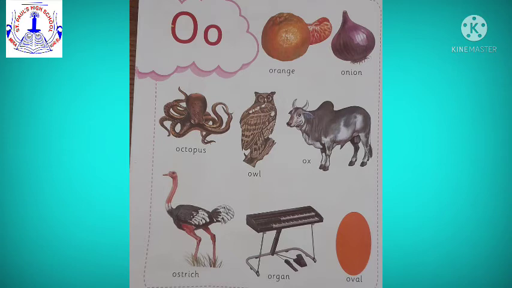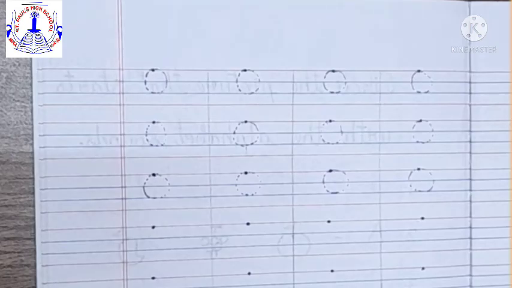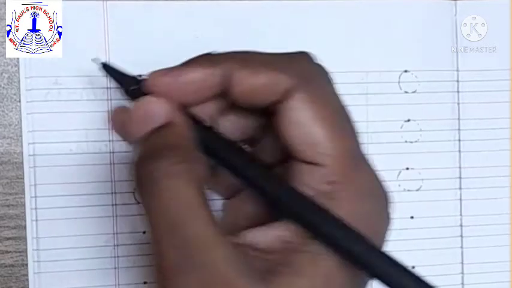O says O, onion. O says O, octopus. O says O, owl. O says O, ox. O says O, ostrich. O says O, organ. O says O, oval. Okay, children, now let's write letter O.